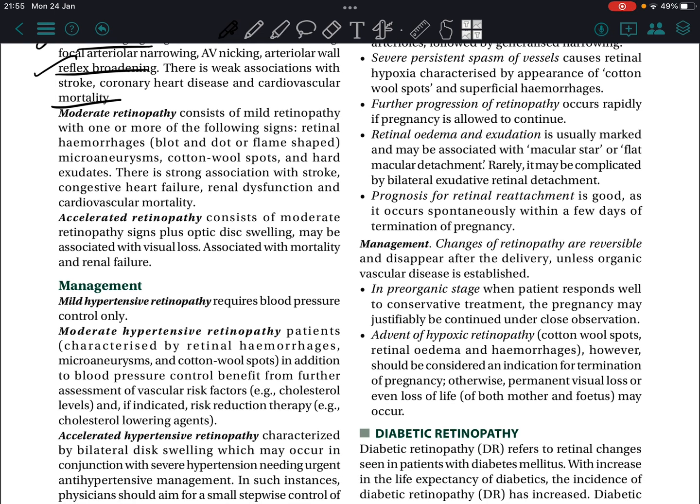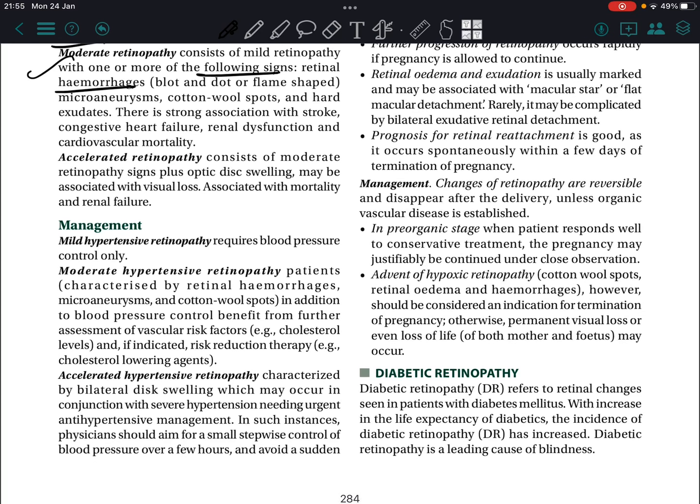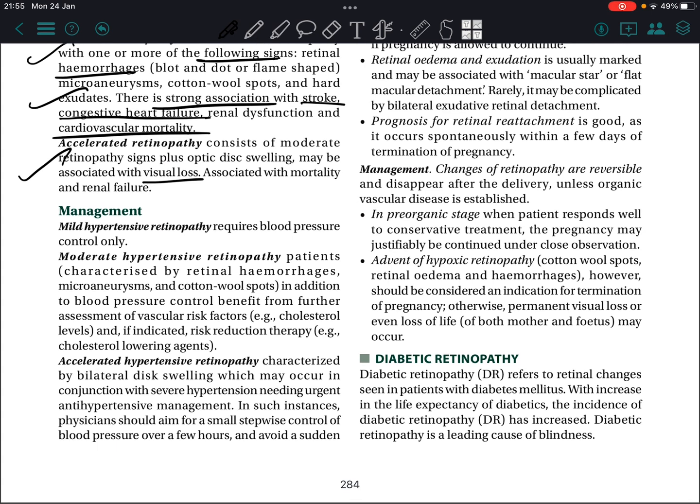Moderate retinopathy consists of mild retinopathy with one or more of the following signs: retinal hemorrhage, blot and dot or flame shaped hemorrhage, microaneurysm, cotton wool spots, hard exudate. There is strong association with stroke, congestive cardiac failure, renal dysfunction, and cardiovascular mortality. Accelerated retinopathy consists of moderate retinopathy signs plus optic disc swelling, and may be associated with visual loss. Associated with mortality and renal failure.